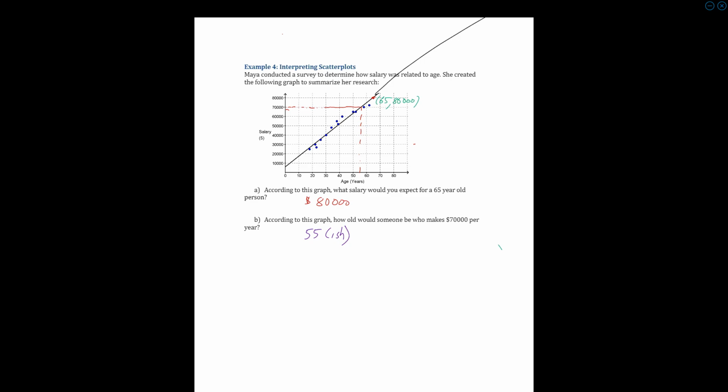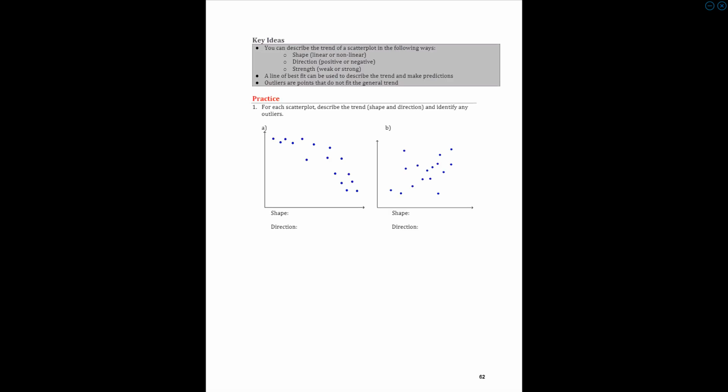What company is this? Whatever. Maya conducted a salary survey based on people's salary. That's all we know. Maya just making a survey. Maybe it's just people. Yeah, I don't like her already.